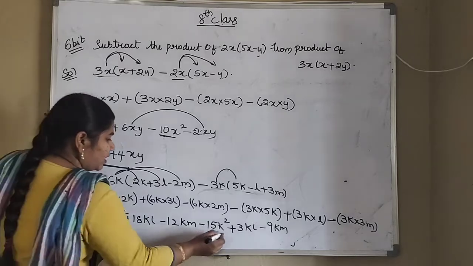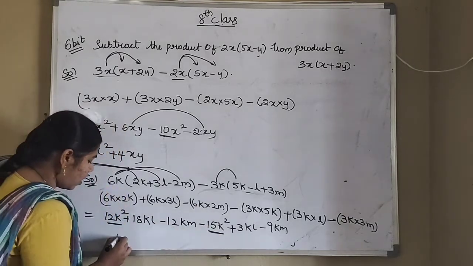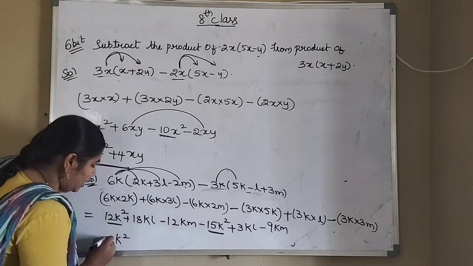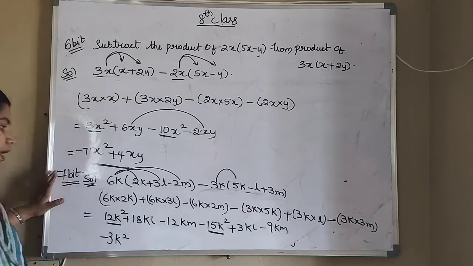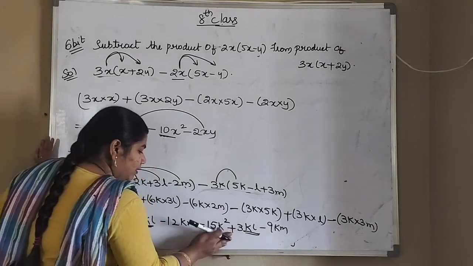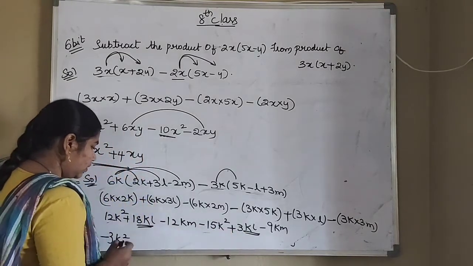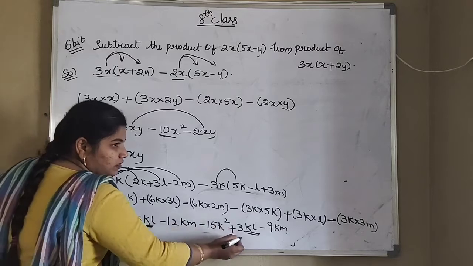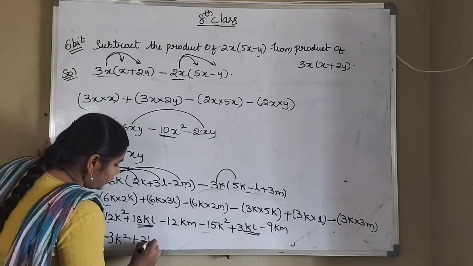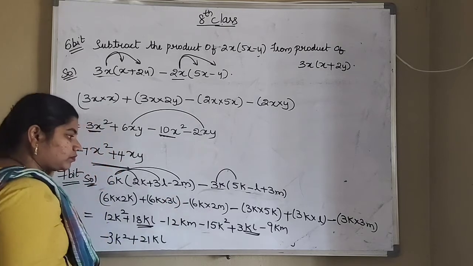k square terms are like terms. So how much will it be? Plus 12 minus 15 will be minus 3k square. Next the kl terms. So plus 18 plus 3. 18 plus 3 is how much? 21. So plus 21kl.